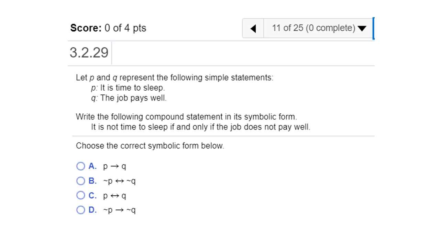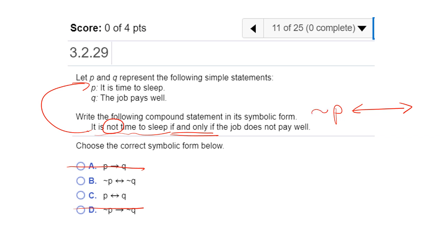In number 11, we have an if and only if statement. If and only if is always a double arrow. So right off the bat, I can eliminate answer choice A and answer choice D. If and only if requires a double-sided arrow. Now the first part of this statement says it is not time to sleep. That sounds a lot like P, except P said it is time to sleep. The only difference was the not.